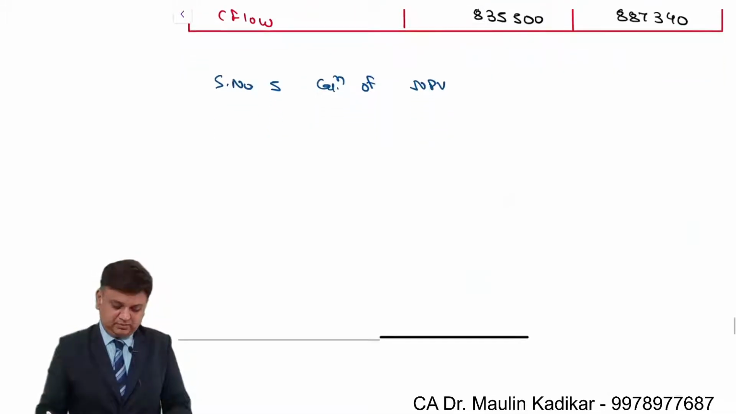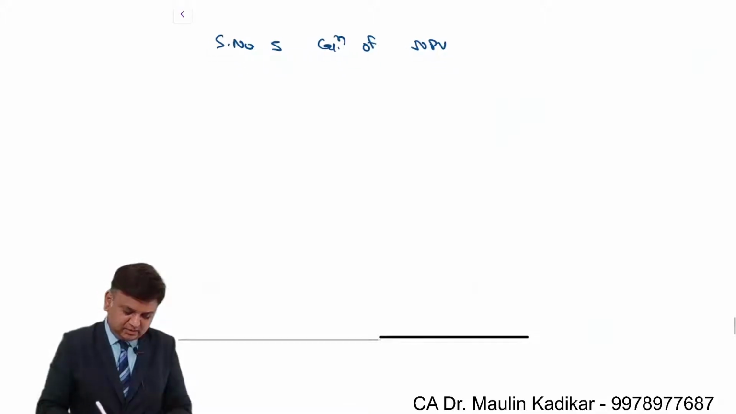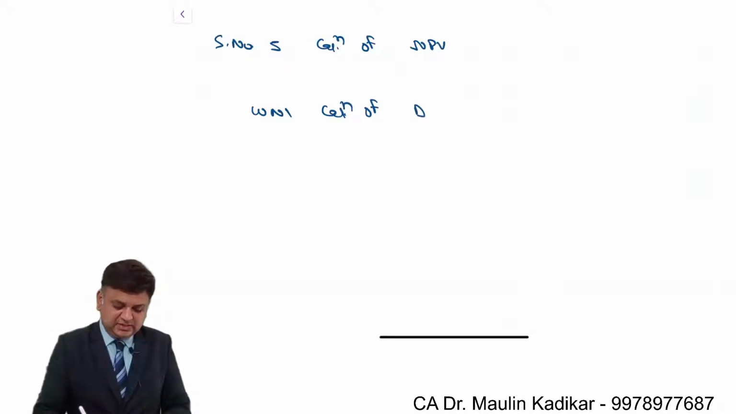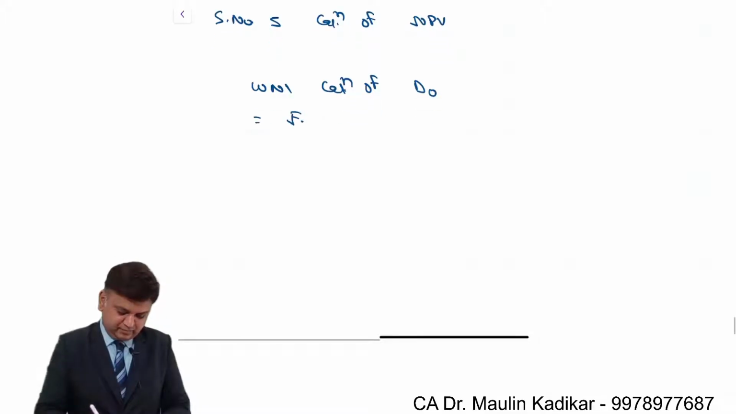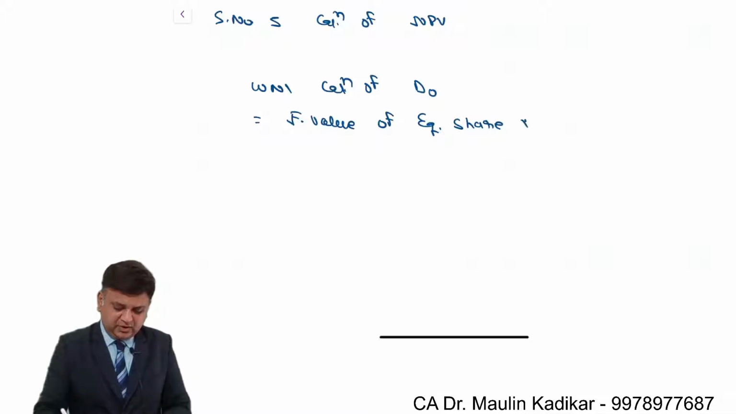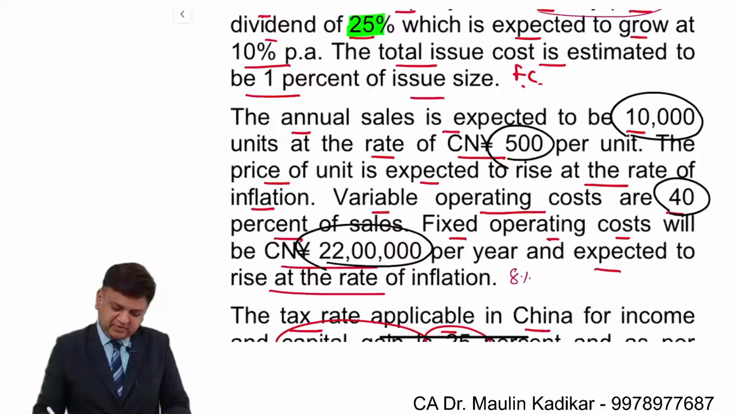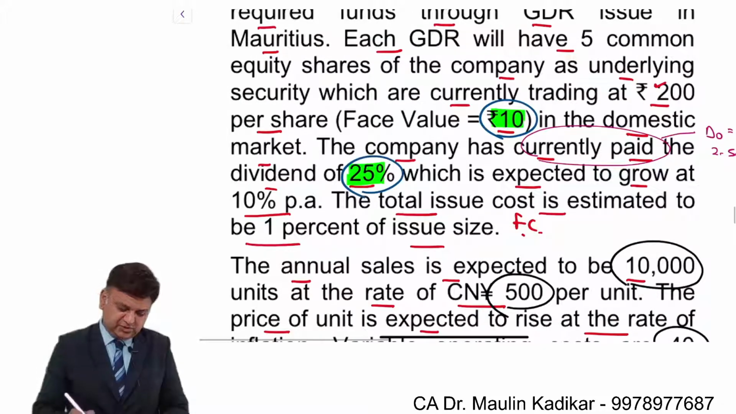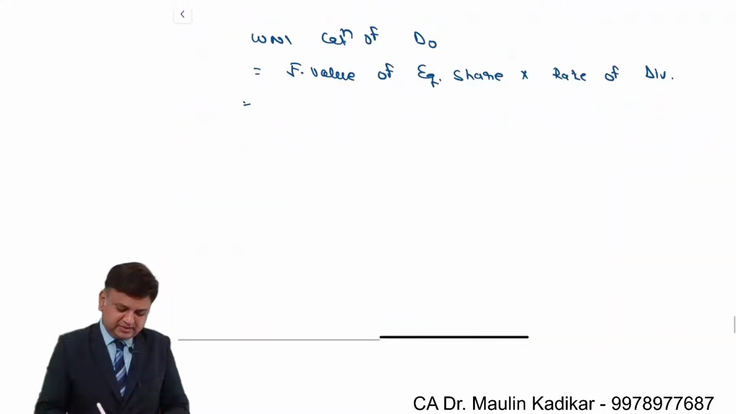Calculation of NPV. In that, working note number 1, calculation of D0. It is face value of equity share into rate of dividend. What is the face value of equity share? It is 10 and this is 25%. So 2 rupee 50 paise.